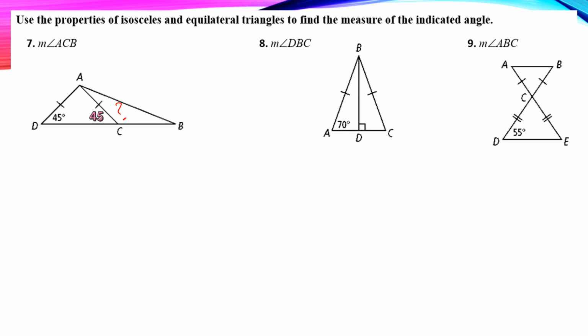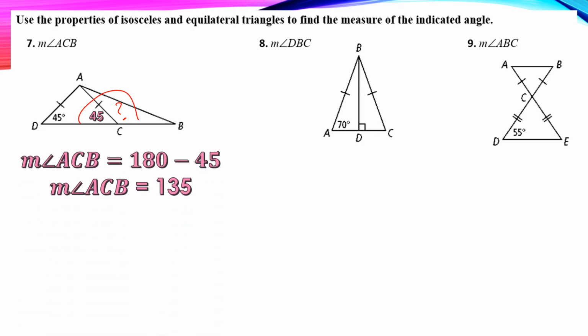And I can use my linear pair postulate. I know that whole line, straight angle, is 180 degrees. So I can do 180 minus 45, and I would get ACB equals 135. For angle DBC, so I'm looking for right here, if it will let me draw on there, DBC.